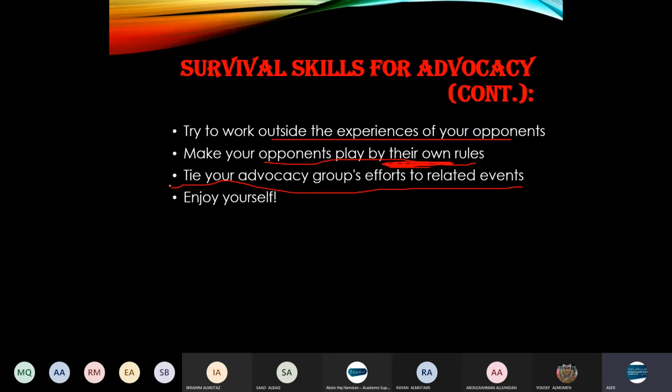Okay, we are advocating against a factory that is harmful for the environment, and we need to stop it. And there is Riyadh Season, so let's go to Riyadh Season and try to show the people there the efforts of our own campaign, and then get help from them. And last but not least, always enjoy yourself. Why? Because after all, you're doing something good, right? While speaking about advocacy, you're speaking about how this will help your environment and your own community. Consequently, enjoy yourself, man.